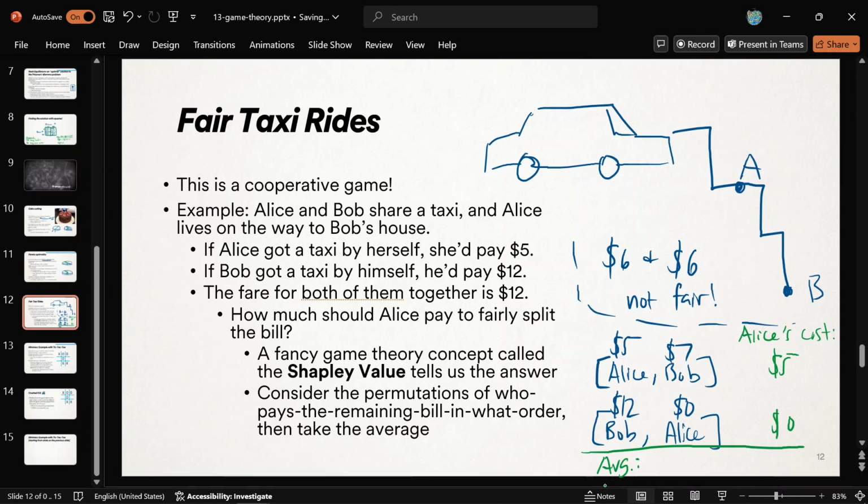So if you take the average of 5 and 0, that's $2.50. And apparently, according to math, that is the optimal way to split the bill. So Alice is paying less, Bob is paying less, and it's much better for each of them than a $6 split. Okay, so that's called the Shapley value. And think about that whenever you're getting an Uber with somebody one day. Any questions about that? It's an interesting number to calculate. So averages come up a lot in game theory.